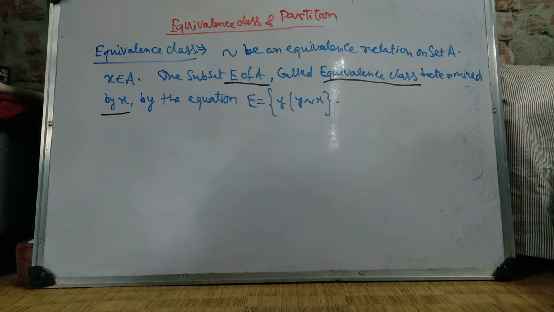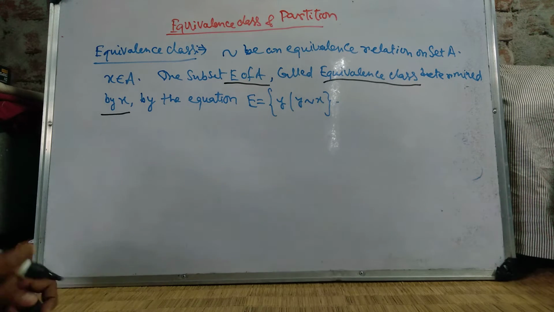Now we discuss equivalence class. Let delta be an equivalence relation on a set A. That means this relation satisfies reflexive, symmetry and transitive property, and this relation must be a subset of A Cartesian product A. We define a certain subset E of A, called the equivalence class determined by X, by the equation E equals the set of those Y related to X.